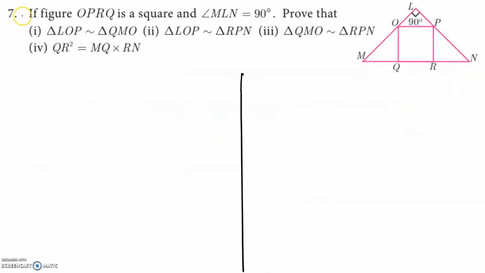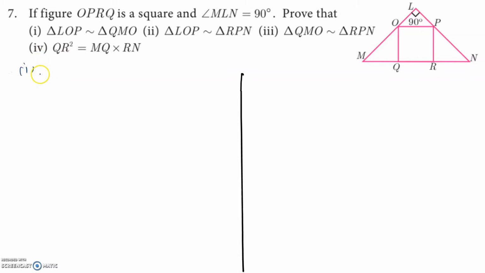Let's read the problem. In the figure, OPRQ is a square and angle MLN is equal to 90 degrees. Prove that triangle LOP is similar to triangle QMO. So let's try and solve the first one first. We have two triangles, and we need to prove that triangle LOP is similar to triangle QMO.